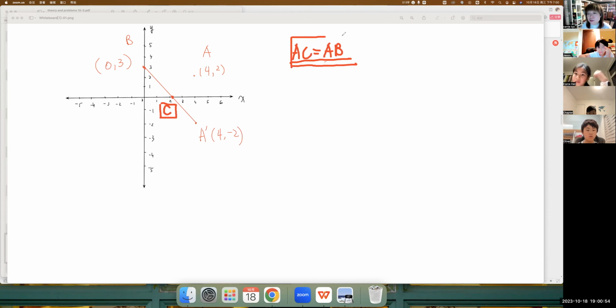So what we have learned is not useless. Everything is still the same. If I said, Elaine, I want you to find a C located on the x-axis to make AC equal BC, that is the thing we learned before. I'm going to remind you later for that.